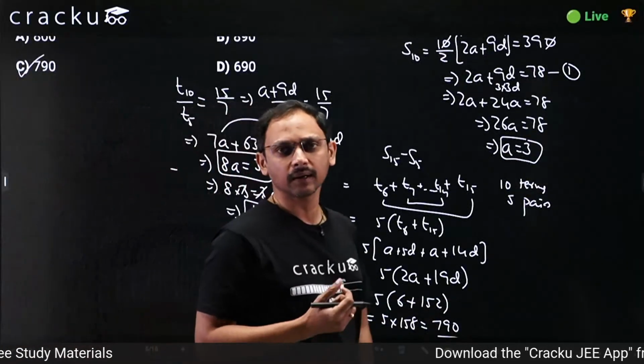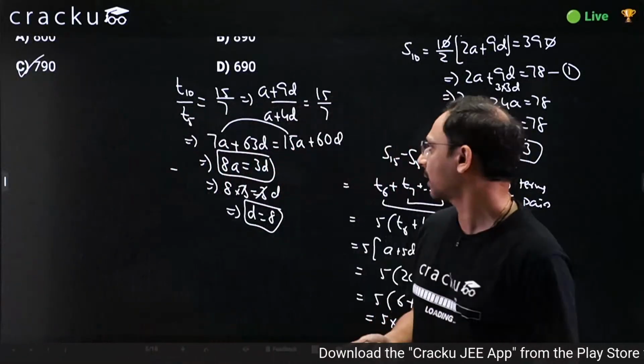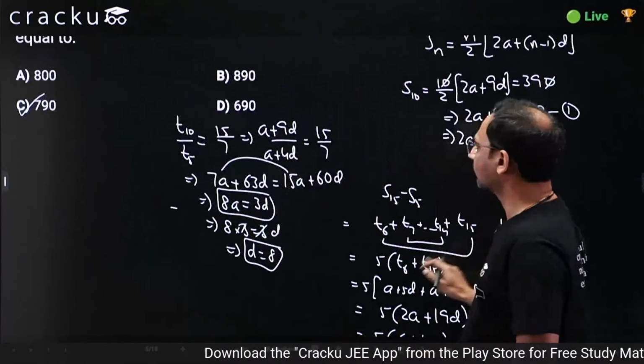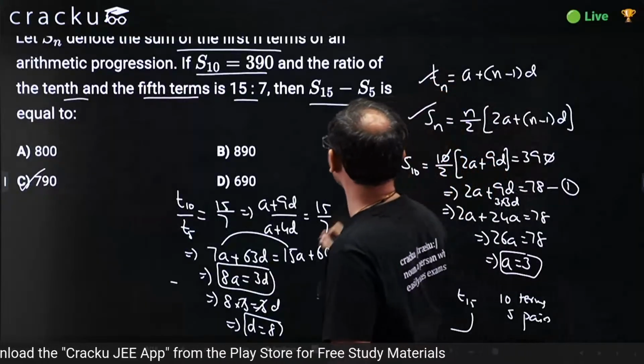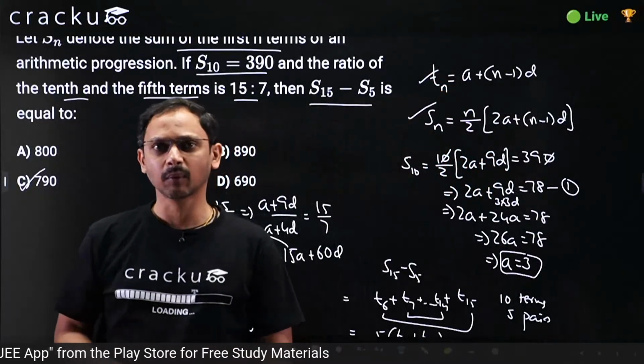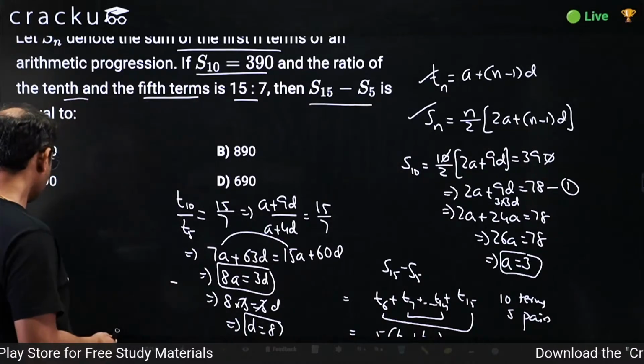So again, for problem based on the direct formula, but there is some working because we have 2 equations. But ultimately, it will boil down to knowing the general term formula and sum of the n terms formula.